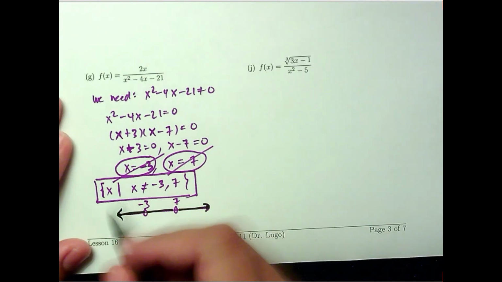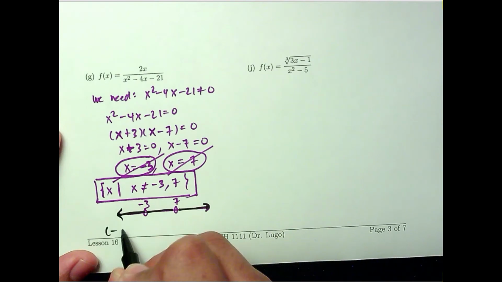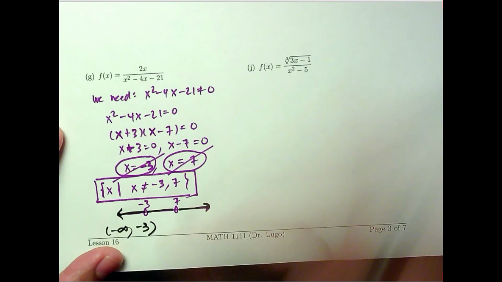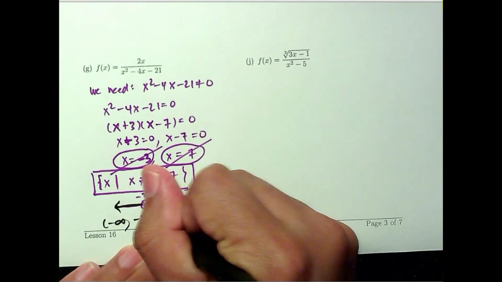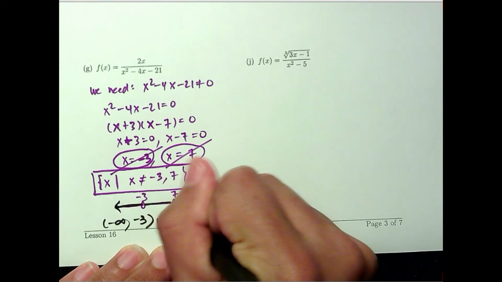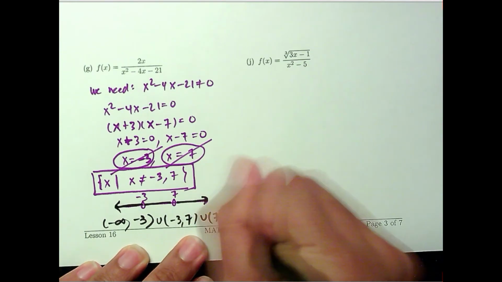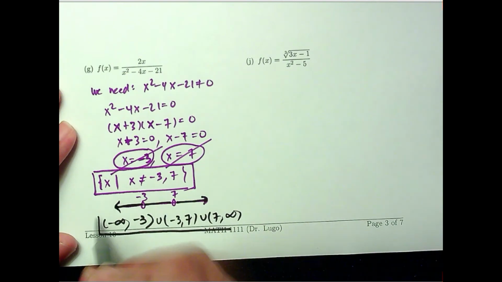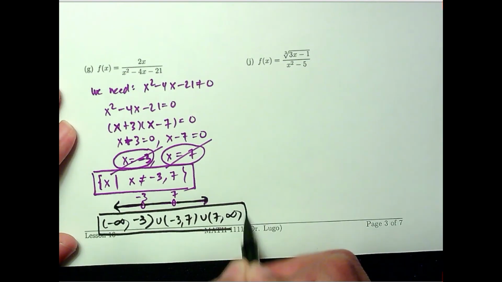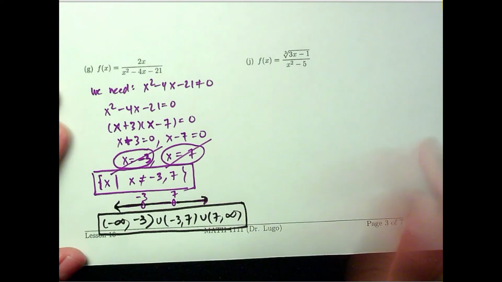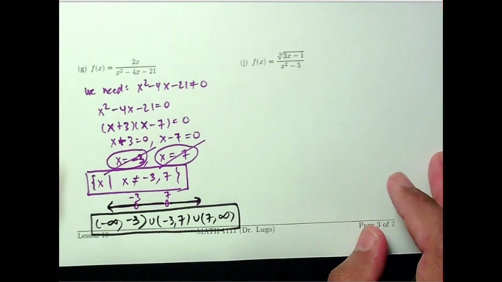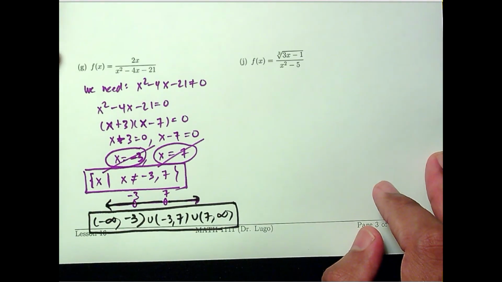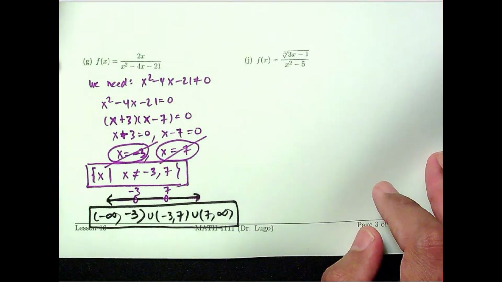So the answer in interval notation is this piece, from negative infinity to negative 3, with a parenthesis because you don't want that, union from negative 3 to 7, union from 7 to infinity. Okay, so that would be the answer in interval notation. Again, the second bullet point did not apply.